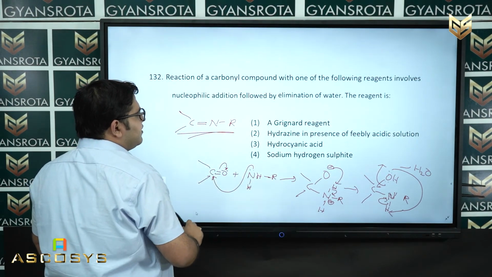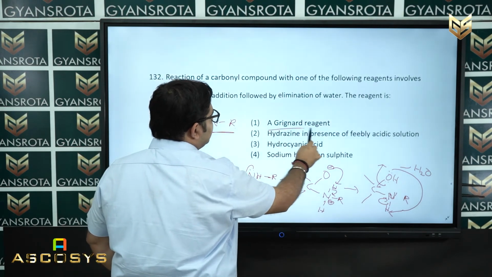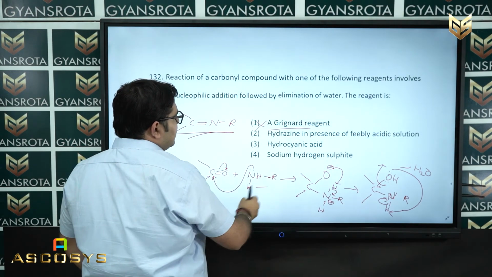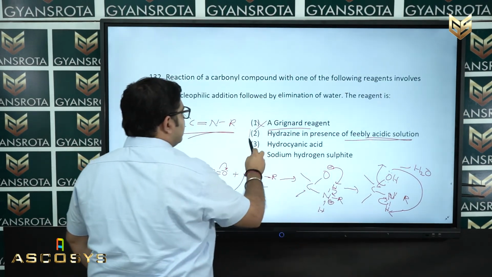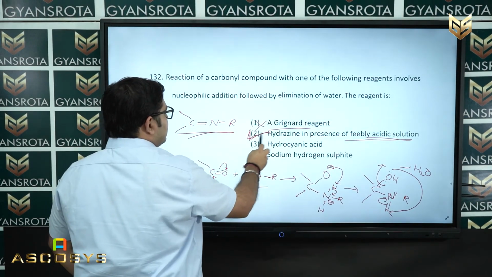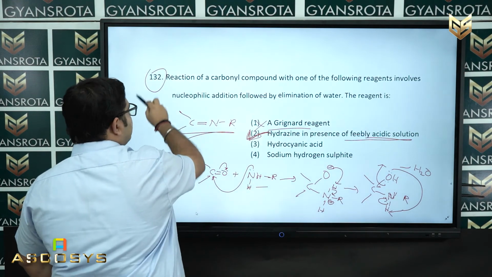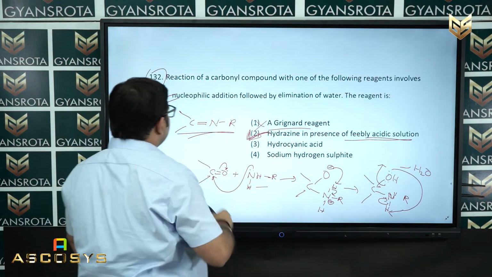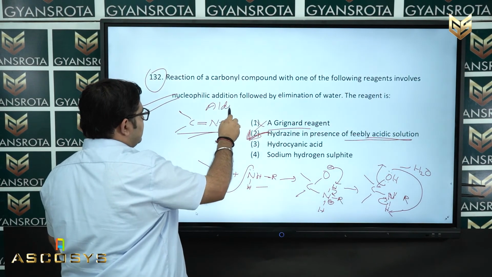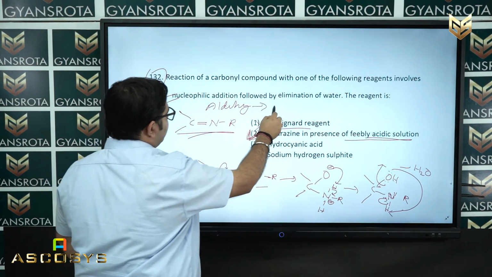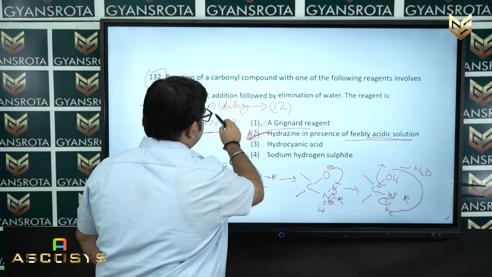And what are the options? If you see a Grignard reagent, no, this is not possible. Hydrogen in presence of acidic solution, yes. So, this is the correct option of your question number 132, and this question comes from your aldehydic chapter. Okay. Aldehydic chapter of your class 12 NCERT.